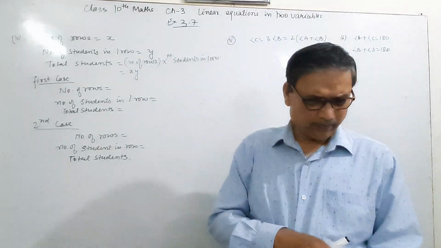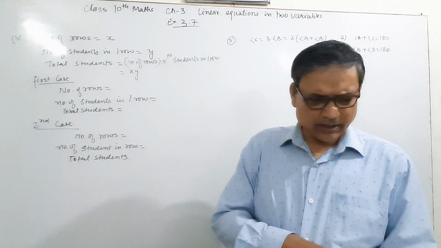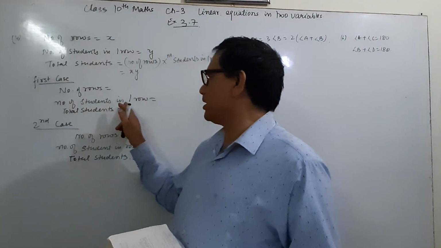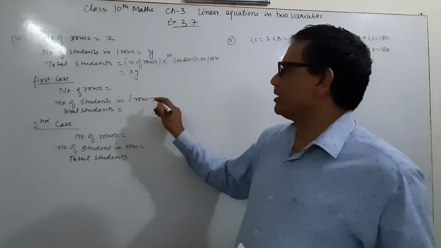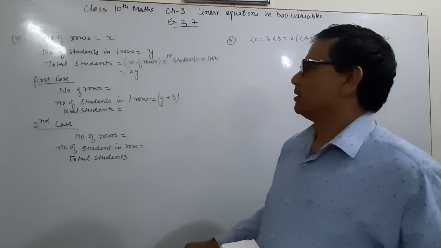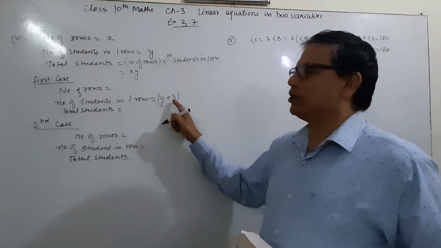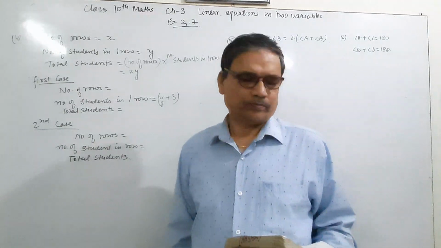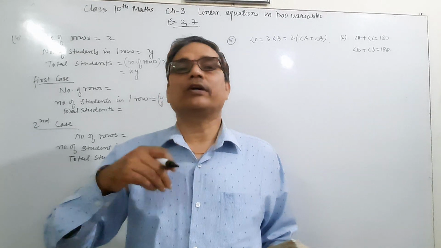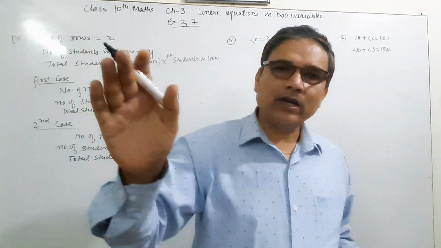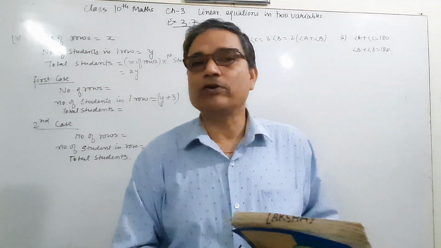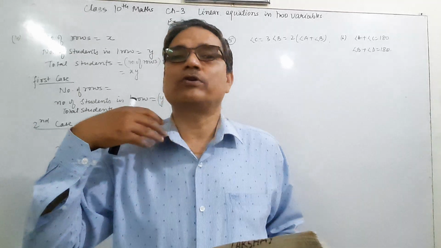And the first, 3 students are extra in a row. Number of students in one row is y, and now how many students are extra? Plus 3 students are extra. It means number of students in one row is 3 more than the previous one. And then if the number of students in one row will increase, then automatically number of rows will reduce. Why will the number of rows reduce? Because we are increasing the number of students in one row.